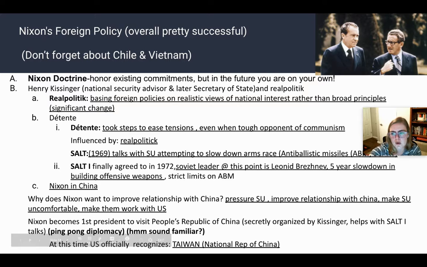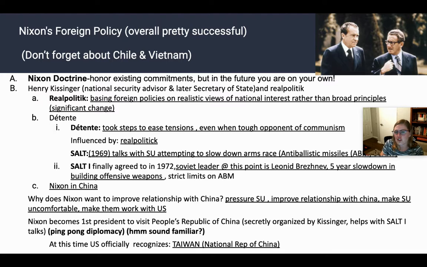If you remember way back to our first unit, we are not recognizing the government of China. We're not recognizing Mao's government. We're recognizing the government in Taiwan. But he is going to start breaking that up, and the U.S. in a couple of presidents will finish the process of officially recognizing the government of China.